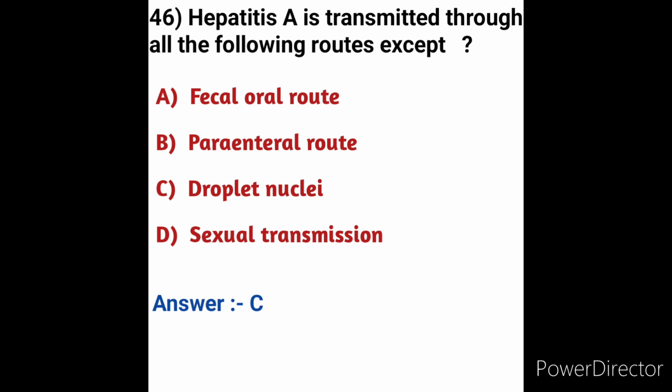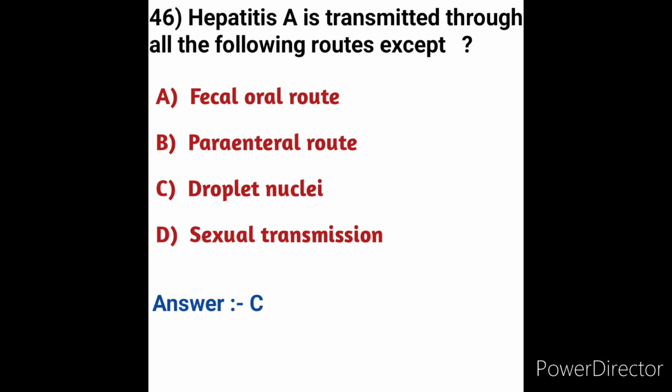Parenteral route is also one of the routes of transmission for hepatitis A. Sexual transmission means the infected person can have contact with another person, so it is communicable. So hepatitis A is transmitted from one person to another person. So here option C is the correct answer. Droplet nuclei is the exception among the modes of transmission of hepatitis A.